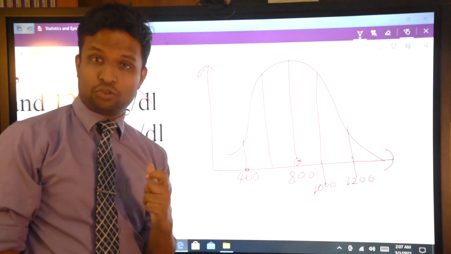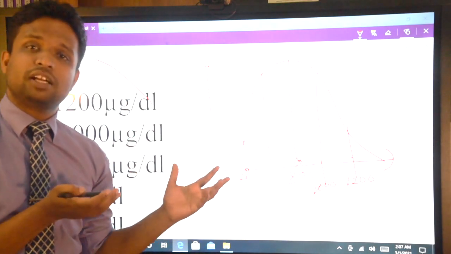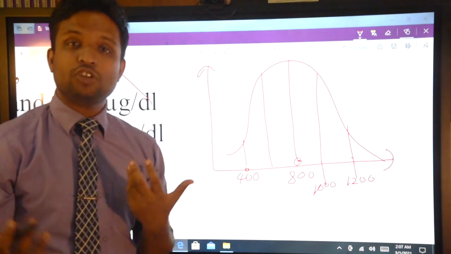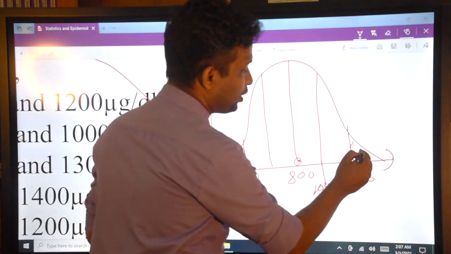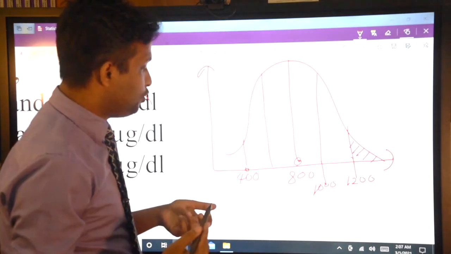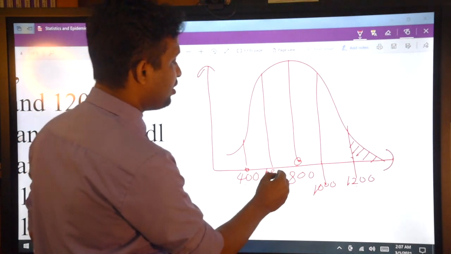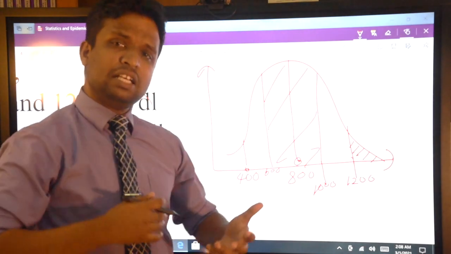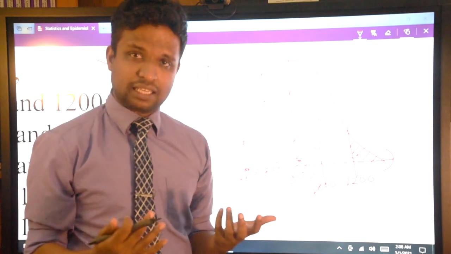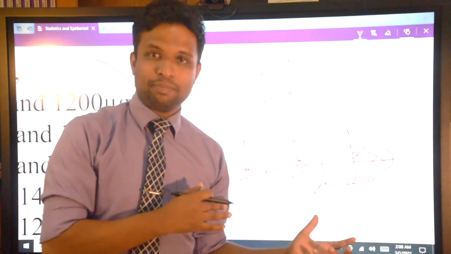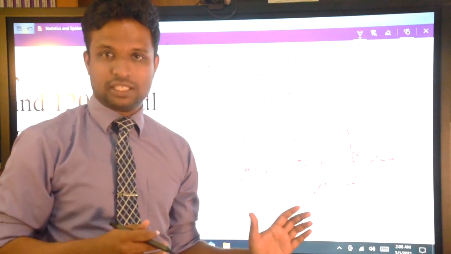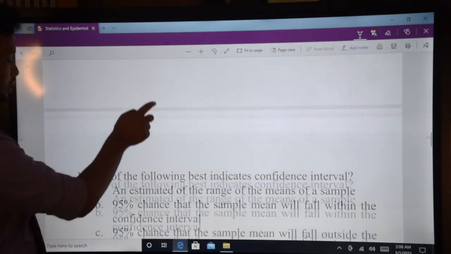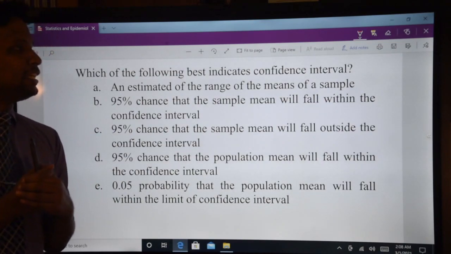But actually, in the exam, there might be similar kinds of questions in different aspects. There might be a question on the proportion of individuals more than 1200, or the proportion of individuals between 600 and 1000. So like that, there can be several aspects in which we can test your medical knowledge by application of the normal distribution concept. So let's go to the next MCQ. The next MCQ is, which of the following best indicates confidence interval?